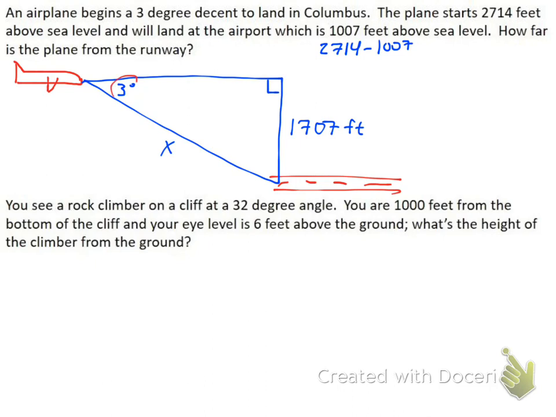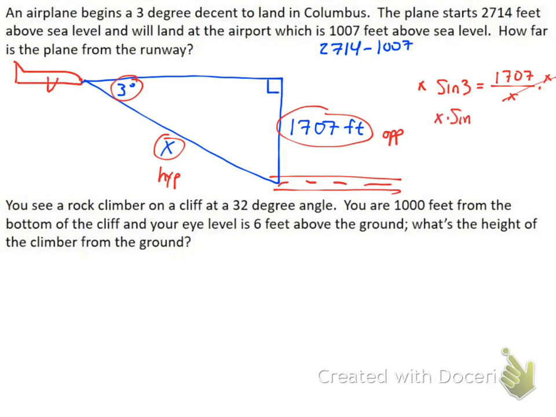And so again, I'm still using my three things. Two things I know, one thing I don't know. That's going to be sine again, because this is hypotenuse and this is opposite. And so I can go sine of 3 is equal to 1,707 over top of x. Multiply both sides by x. Get x times the sine of 3 is equal to 1,707. Then divide both sides by the sine of 3. So I get x is equal to 32,616.2 feet.